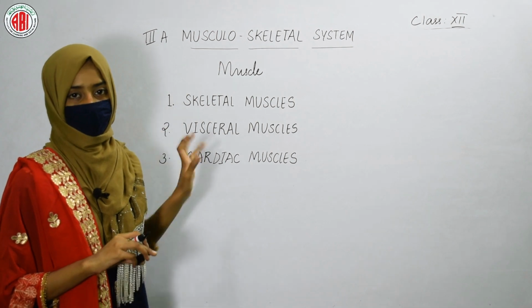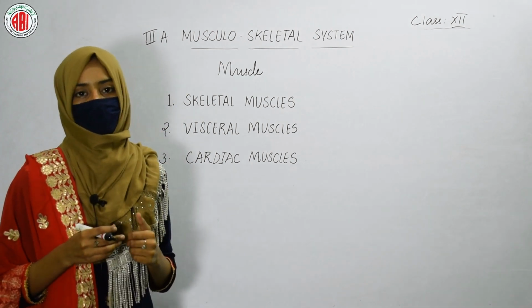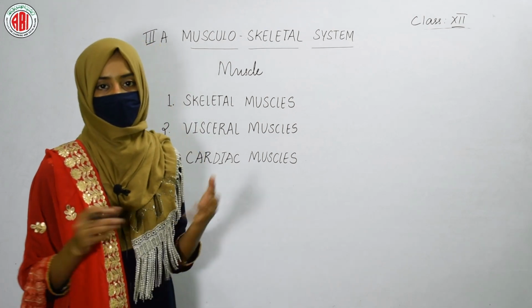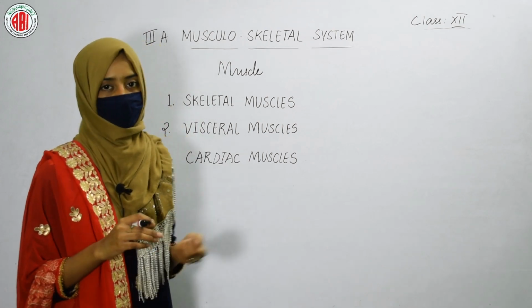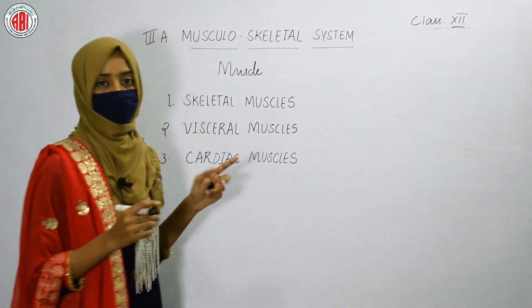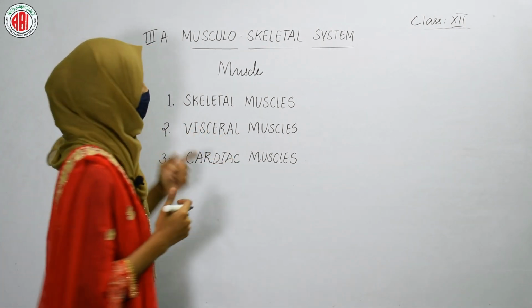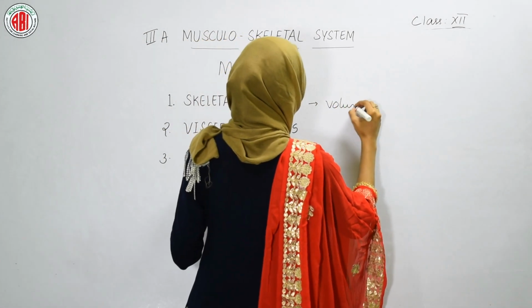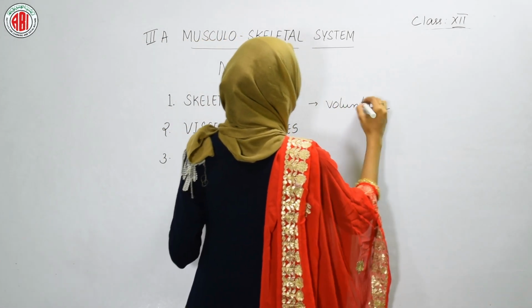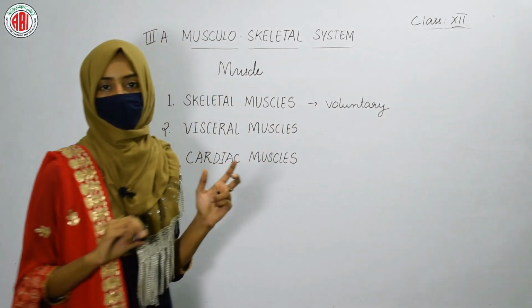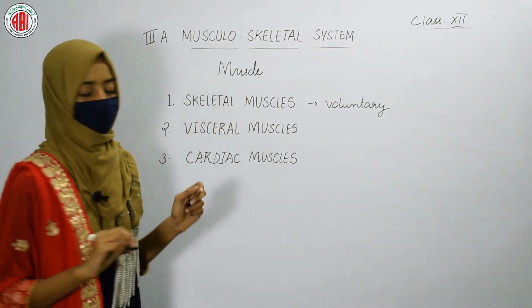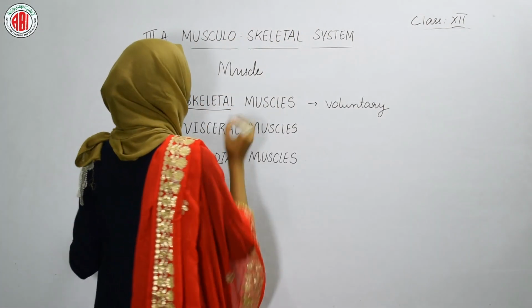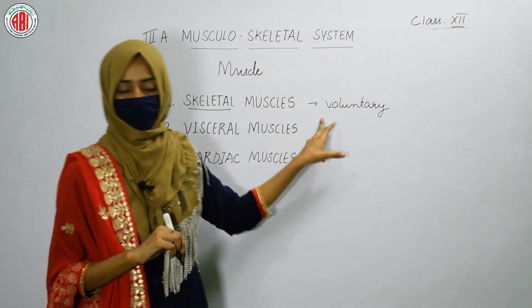Skeletal muscles are the muscles that are under our conscious control. We can make the contraction and relaxation of those muscles. We can make the movement of those muscles. The muscular movements that are under our control, we call voluntary actions or voluntary movements. This type of voluntary movement is possible only if the muscles are skeletal. So skeletal muscles are voluntary in function.